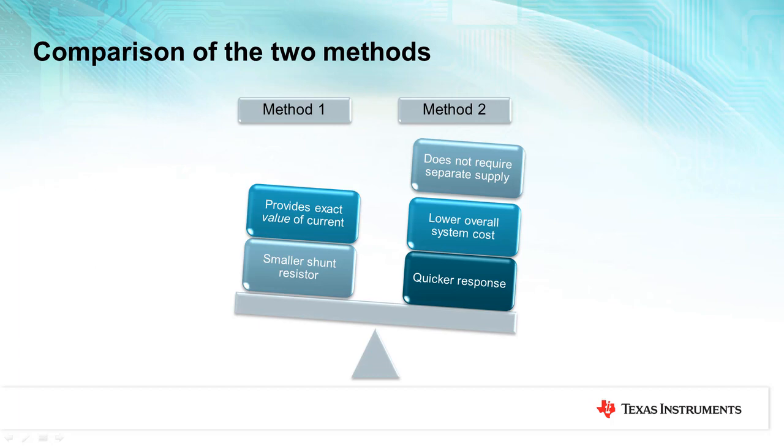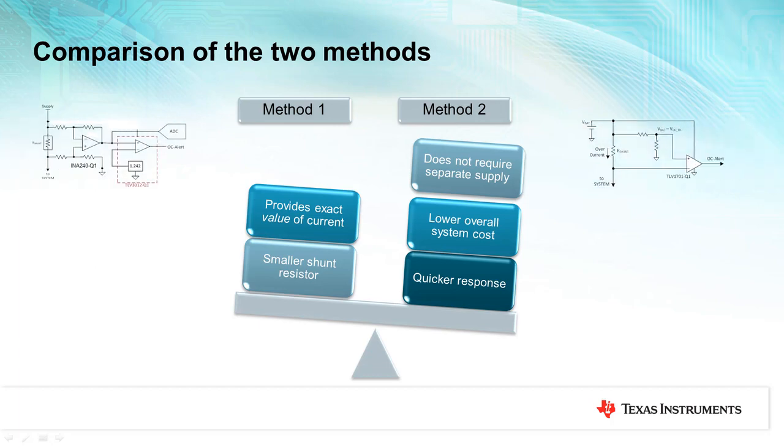In this comparison, we weigh the various benefits of both methods. Although it seems like method 2 outweighs method 1, it's really not that simple. With method 1 and the current sense amplifier, you can read the actual value of the current flowing in your system. This is very valuable information for any application that requires accurate readings. Additionally, with method 1, you get to use a smaller shunt resistor, making it ideal for higher current applications.